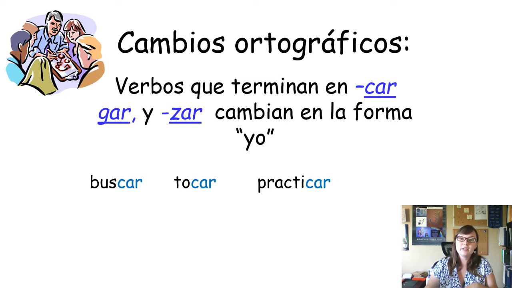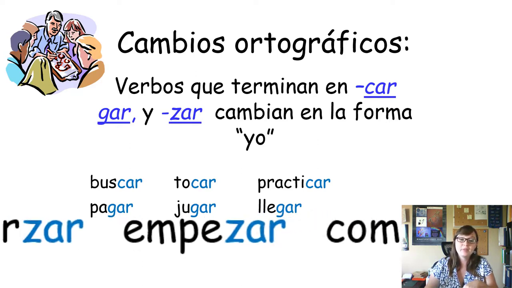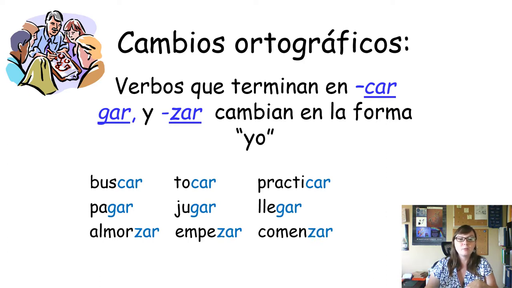Some examples of the -car verbs are buscar, tocar, practicar: to look, to touch, to practice. Some of the -gar verbs are pagar, jugar, llegar: to pay, to play, to arrive. Some of the -zar verbs are almorzar, empezar, comenzar.